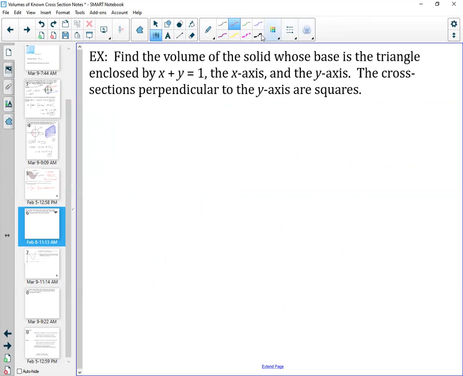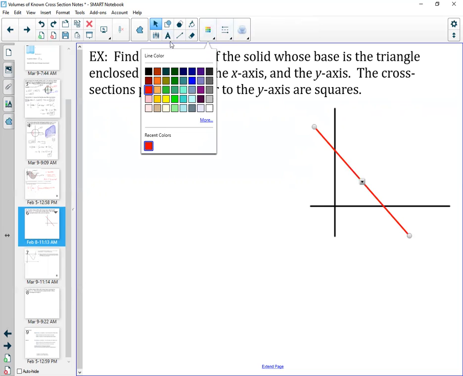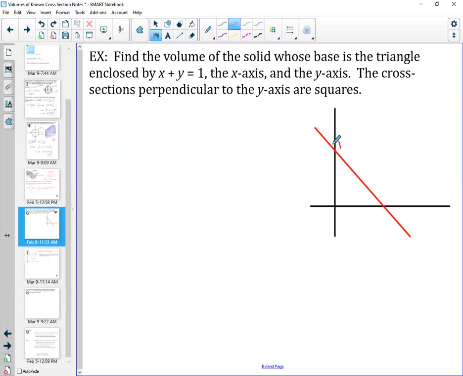Okay, so we have ourselves a shape. Pretend for a moment this is an x and a y axis. Then our shape, the line x plus y equals 1, comes down like this at a 45-degree angle and intersects at 0, 1 and 1, 0. The area they're talking about is right here, this little region, because that's the x and the y axis, and this line, and the cross sections are perpendicular squares. Oh, it's just to the y axis.